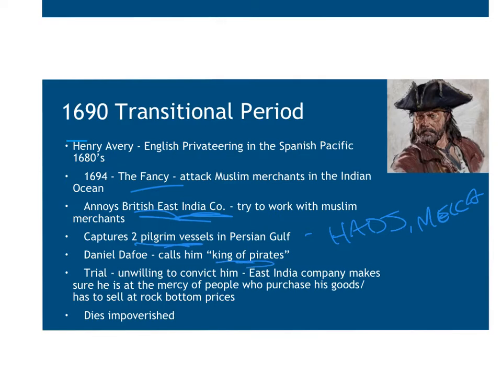What's going to happen is eventually he's going to be tried but yet again, they're going to be unwilling to convict him. The East India Company, though, is going to have it out for him. Okay, we'll see with Kidd here in a second. It's a little bit different story, but what's going to happen here is with Avery is he's going to get all this stuff, right? He's going to get all this plunder, but they're basically like, if you bring that plunder into England, you're going to go to jail, right? You can't do it.